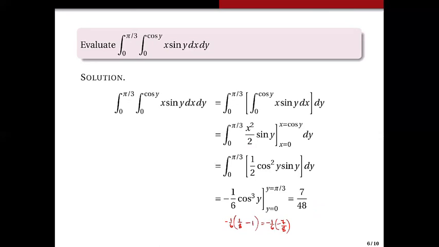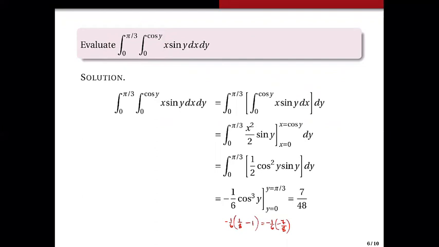Questions for this? Now, if you intend to interchange the variables, you will have to check the proper limits of integration. Of course, you cannot just change this. You cannot just change 0 to pi over 3, 0 to cosine y. You will have to change the limits of integration properly.